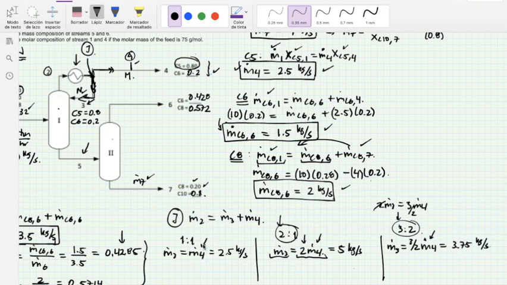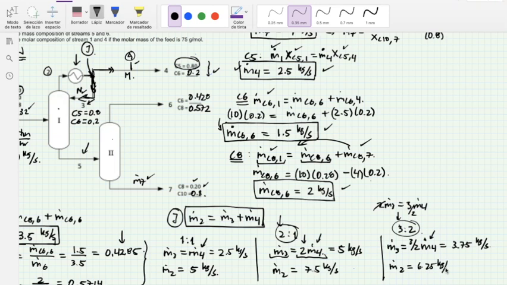Okay, now, knowing that, I can get M2 from this equation for all of these cases. For this case, M2 is going to be equal to 5 kilograms per second. M2 in this case is going to be equal to 7.5 kilograms per second. And M2 in this case is going to be equal to, okay, how much is it going to be? 6.25 kilograms per second.